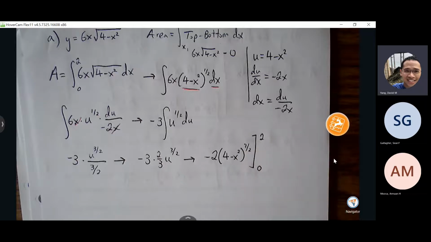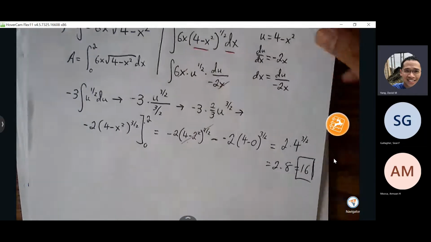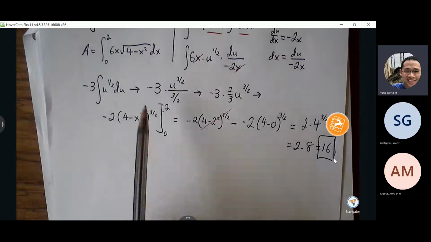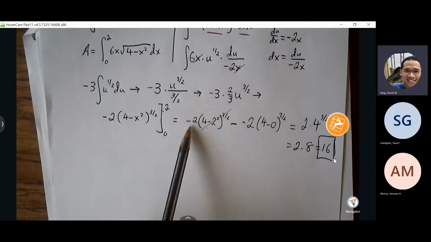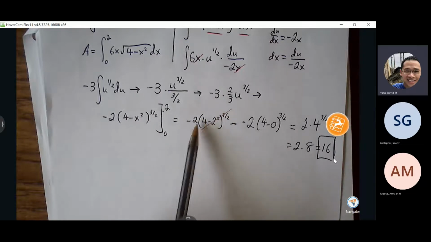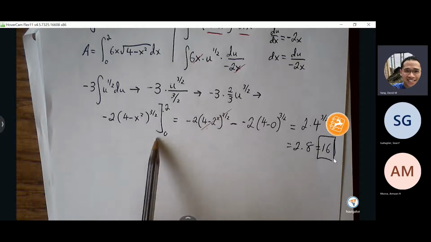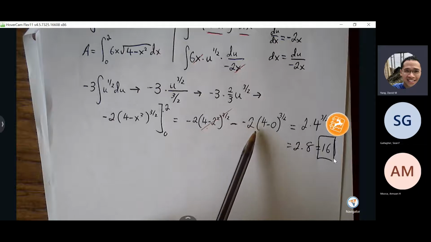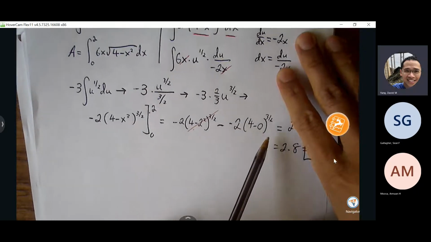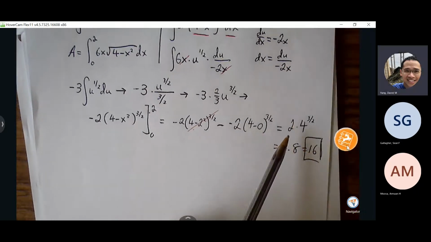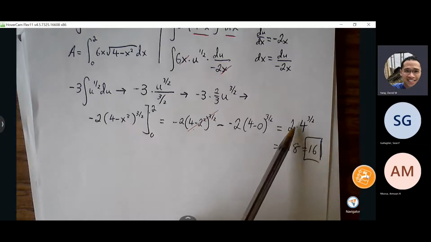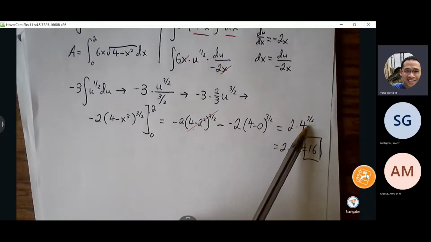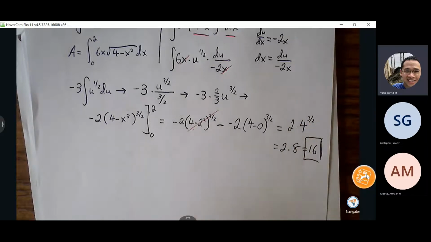And now we can work through our upper and lower bounds, right? So upper bound being 2, insert 2 in for x, we get 4 minus 4, which is 0, so that goes away. Minus, then the lower bounds, 0 in for x, the negative, there's another negative here, negative 2 parentheses 4 to the 3/2. Okay. And then we just try to get this down to a number, 4 to the 3/2, the same thing as square root of 4, which is 2. 2 cubed is 8, 8 times 2 is 16. So that's part A. Part A is 16.